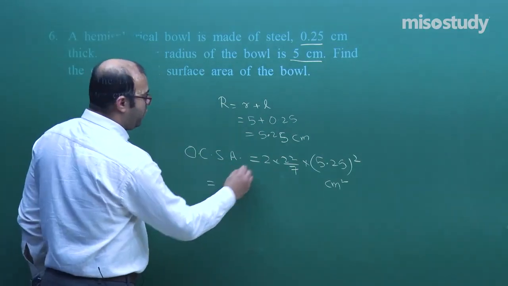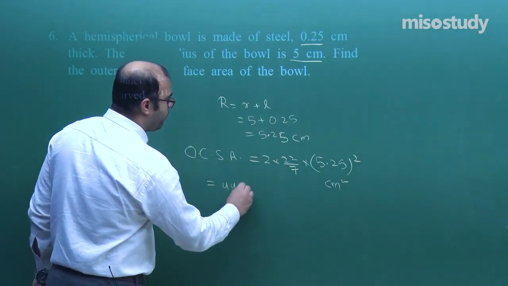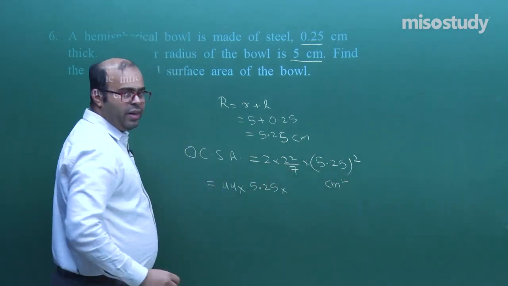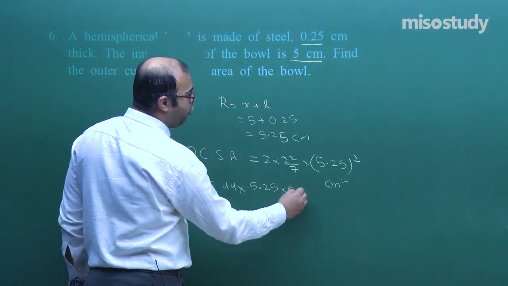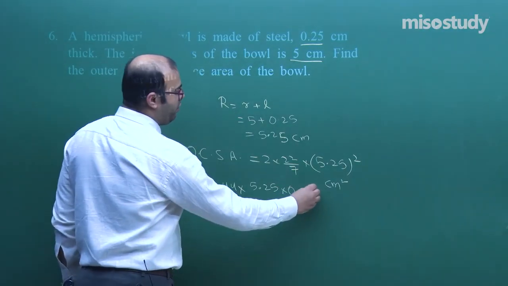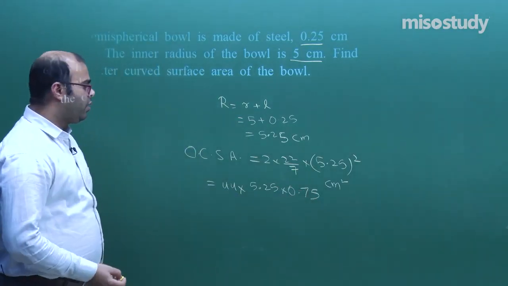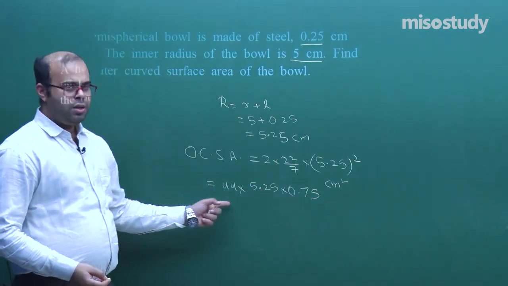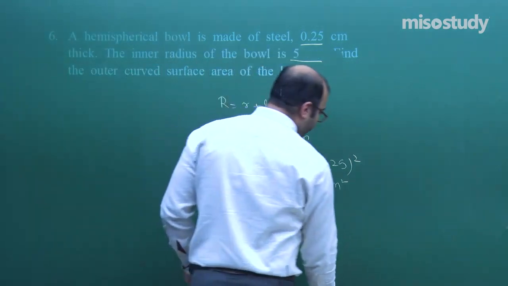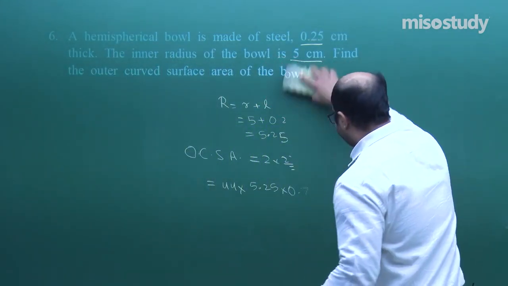So we will calculate it and we will find the answer. Let us simplify it further. 2 into 22 is 44. Let us keep 5.25 and another 5.25 when divided by 7. Let us see what it gives. Now you can easily calculate this part. I am not calculating. That will give you the outer curved surface area of the hemispherical bowl.